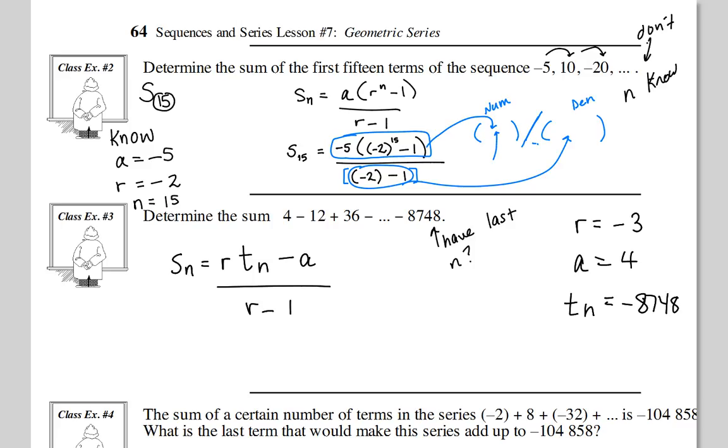Okay. An alternative strategy would be to find the number of terms using the original Tn formula, A R to the n minus 1, and then using this formula up above. But that's too much work when we have this one for free. So R is negative 3, Tn is negative 8,748. Notice the brackets. Minus 4.